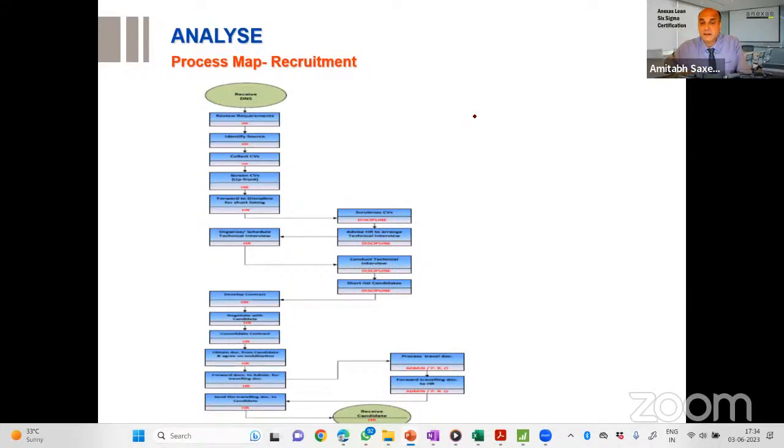And I can also do one more thing called escape analysis. Escape means, can I eliminate? I ask these 5 questions. Can I eliminate? Can I simplify? Can I combine these steps, 2, 3 steps together? Can I automate that step? Or can I make these steps parallel?